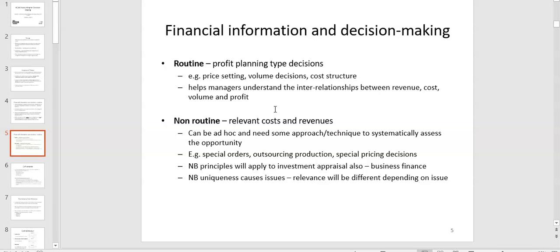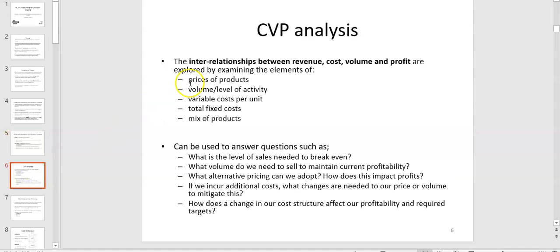But again, it's about using accounting information in a particular way to inform decision making. But for this particular recording, we're going to look at more routine decisions. So the regular pricing, the regular volume decisions around day-to-day management of a business. So CVP analysis, as the name suggests, looks at the interrelationship between revenue as part of it as well, but cost, volume, and profit, because of course profit is revenue minus costs.